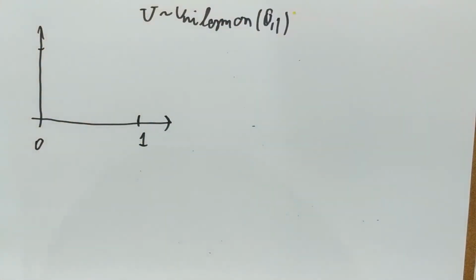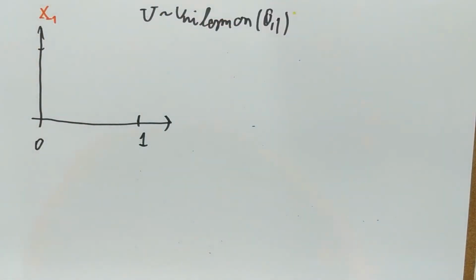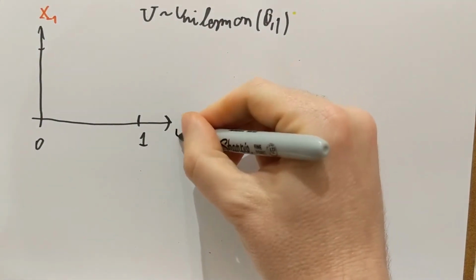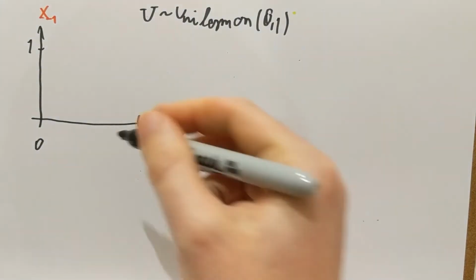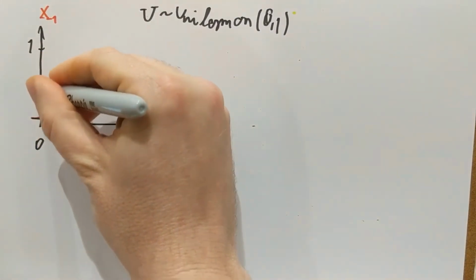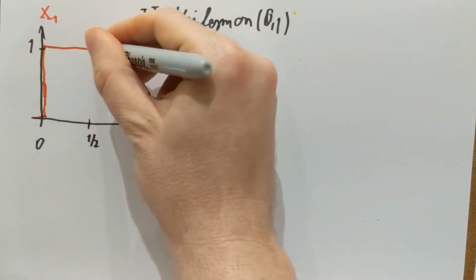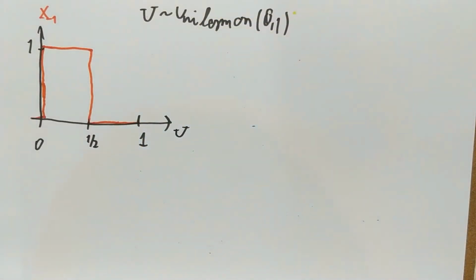So my first random variable, X1, will be a function of U. If I plot U on this axis and put 1 here, then the function X1 will look like this. It's going to be 1 between 0 and 1/2 and 0 thereafter. So that's X1. If you want to formalize it, you can see the PDF notes. It's a little bit more formal there, but I'm just going to draw a picture here.